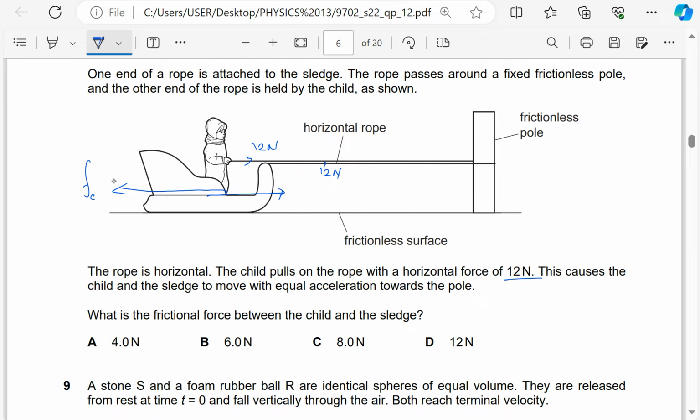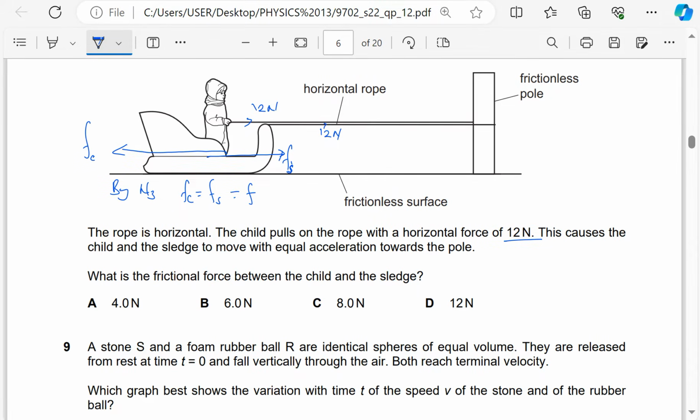If the sledge tends to move forward and the child tends to move backwards, it means the frictional force on him from the sledge is going to be forward. So the friction from the sledge is going to be forward. Okay, but according to Newton's third law, Fc should be the same as Fs, so I'll just simply call it F.